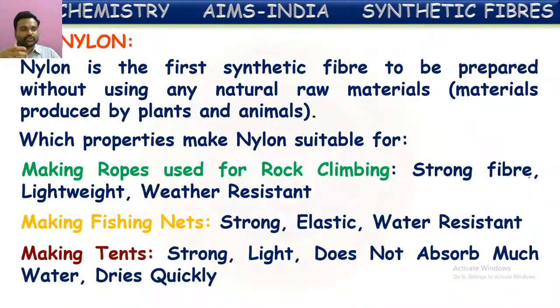And what properties made it suitable for tents? Nowadays, tents are also made from nylon fiber because, as we told already, it is stronger than any other fiber and it is light in weight. It is more fitting for making all these items. It is light in weight; it can be carried more easily than any other, while being stronger. Light and strong, this combination made it very unique, and it does not absorb much water and dries quickly. Yes, it won't absorb much water and it can be dried very quickly also. So these properties made nylon suitable for making tents and these items.